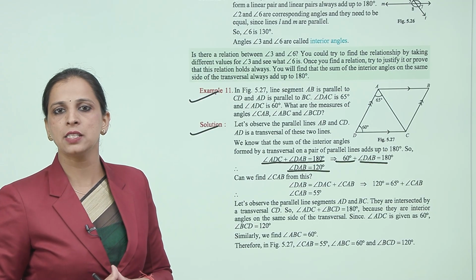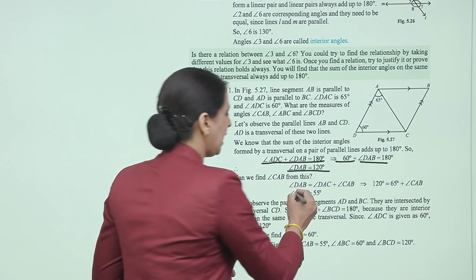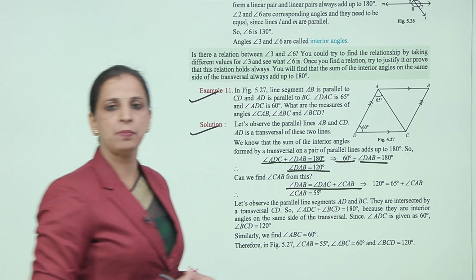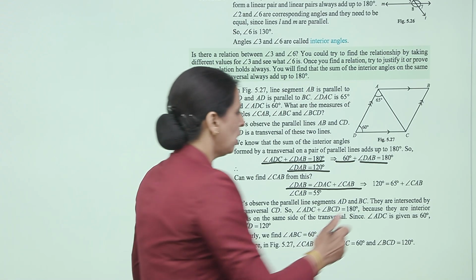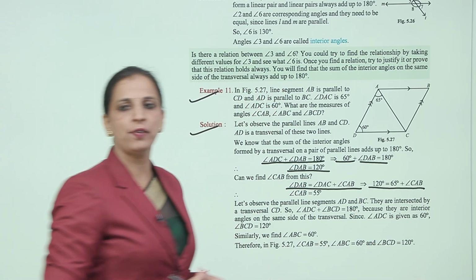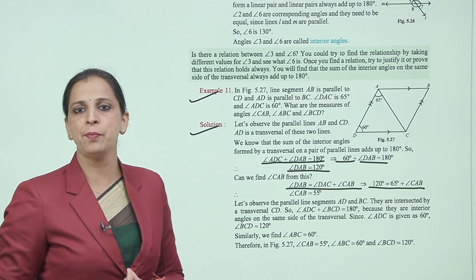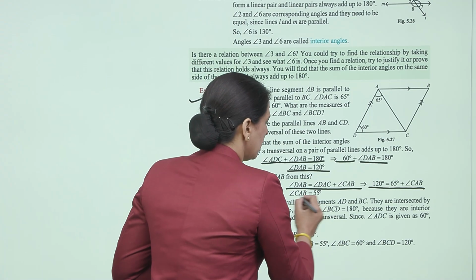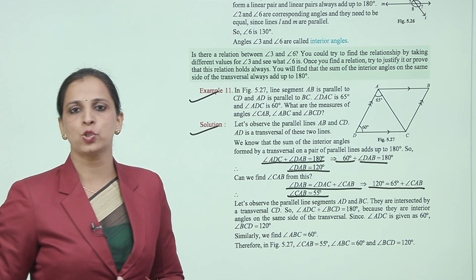Can we find angle CAB from this? Angle DAB is equal to angle DAC plus angle CAB, that is 120 is equal to 65 degree plus angle CAB. Angle CAB is 120 minus 65 degree, that is equal to 55 degree.